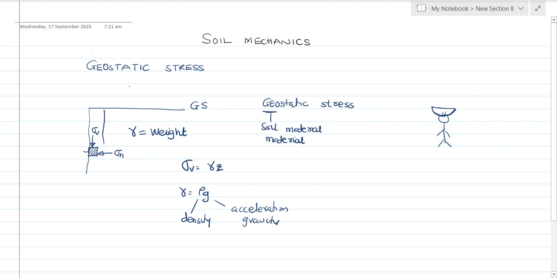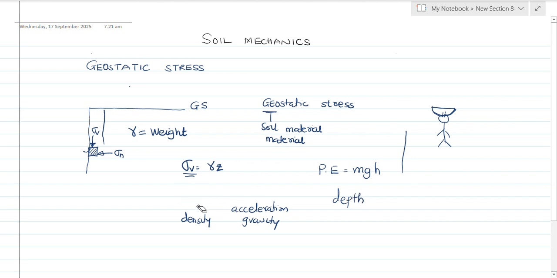So you can take the geostatic stress as a result of the soil as being like potential energy. You remember mgh as a result of the position. But in potential energy we are looking at altitude, while in terms of geostatic stress, we are looking at depth. Do you get it?